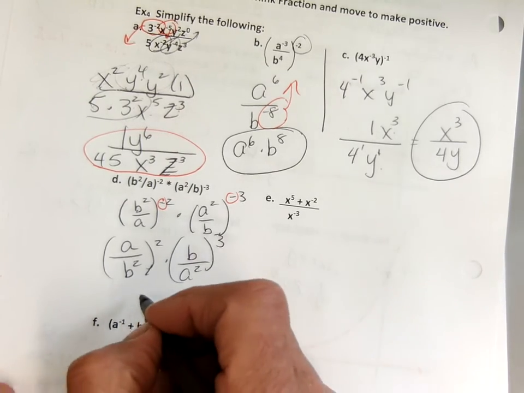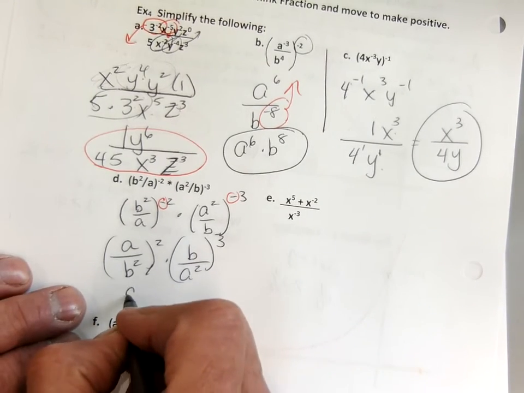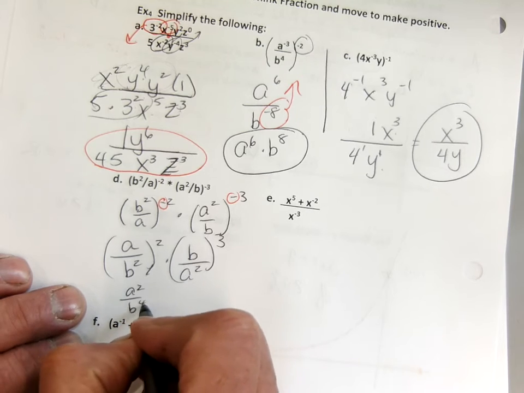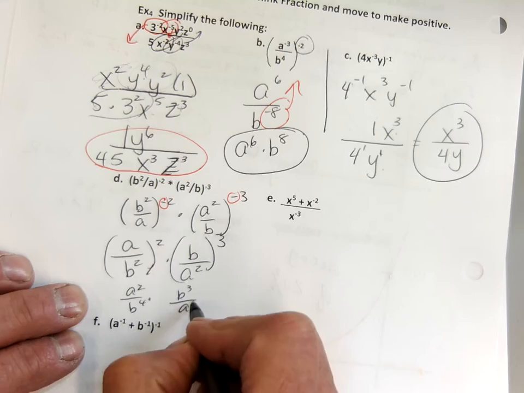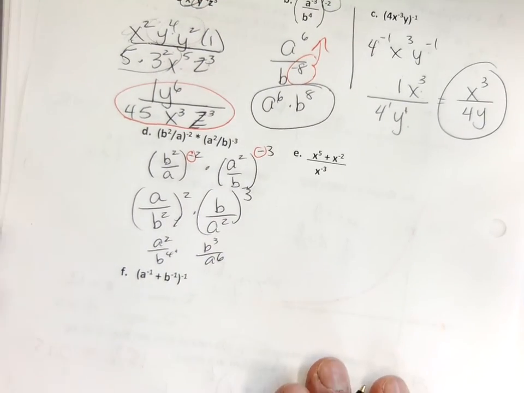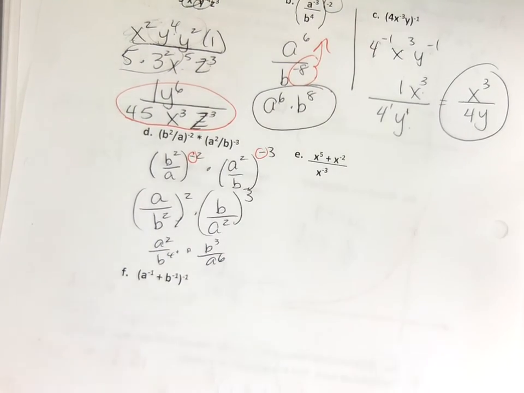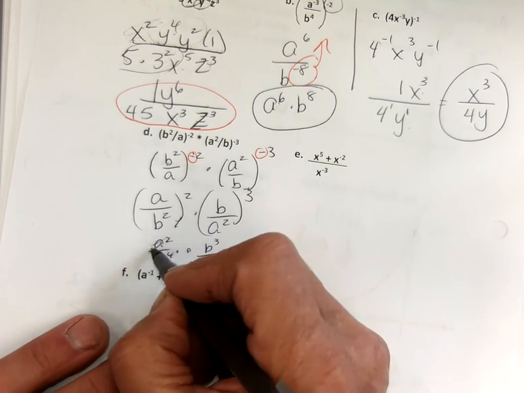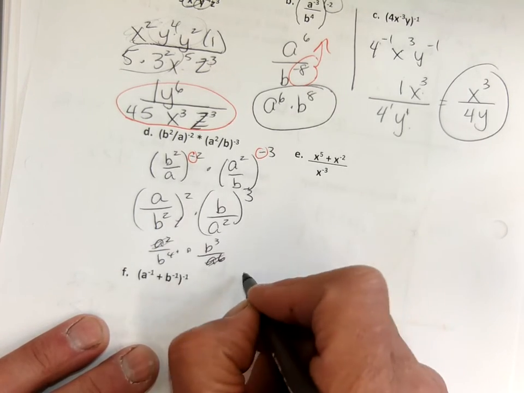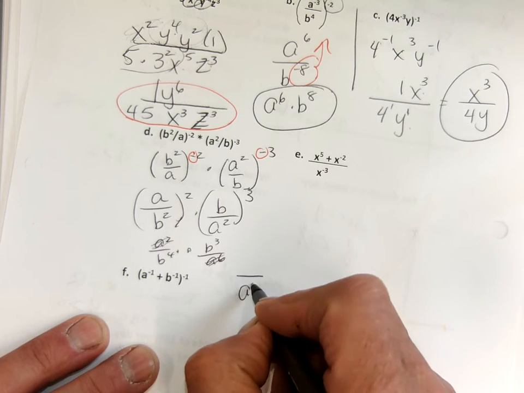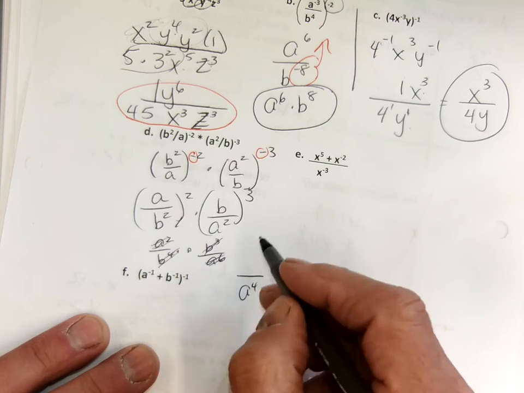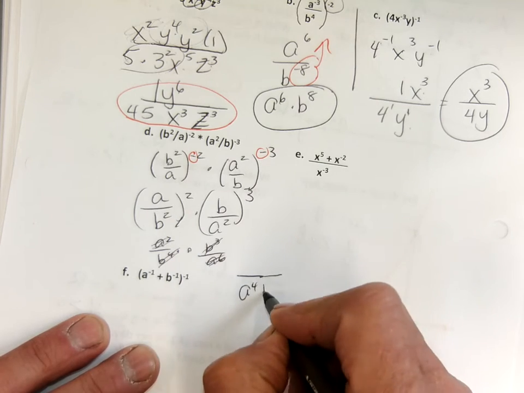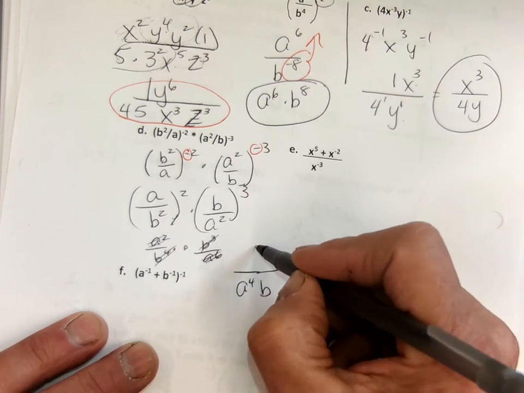Then I'm going to have, if I could squish it in here, a squared b to the 4th times b to the 3rd over a to the 6. I really had to squish it in there. And then 2 of these a's cancel 2 of these a's, so I'd have a to the 4 on the bottom. 3 of these b's cancel 3 of these b's. I'm left with a b on the bottom. What's left on top has to be a 1.